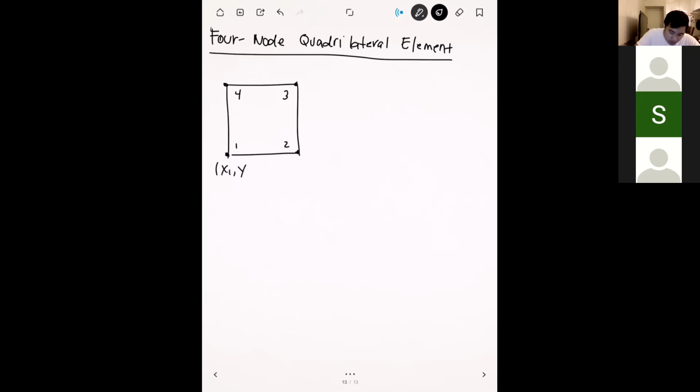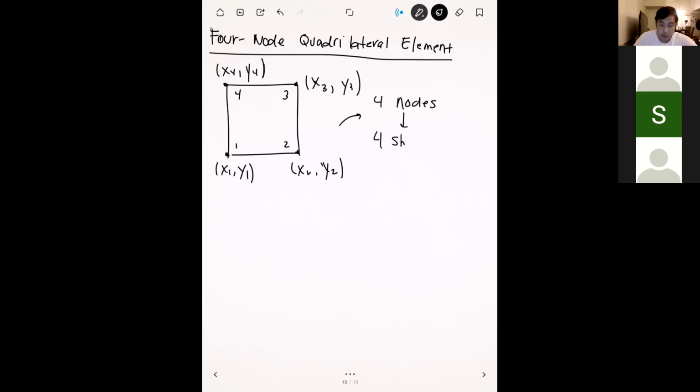Just like we saw in the triangle, each of these nodes will have its own coordinates. So we'll have x1, y1, then x2, y2, x3, y3, and then x4, y4. Since we have 4 nodes here, we're going to have 4 shape functions. Remember, we usually have 1 shape function per node. This also means our interpolation function will have an extra term.